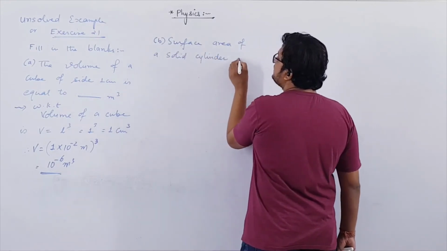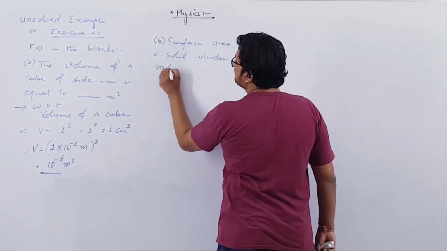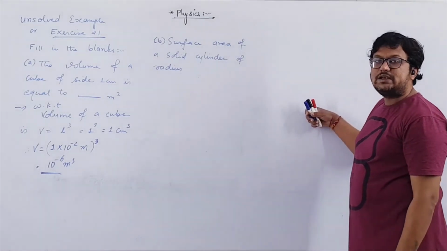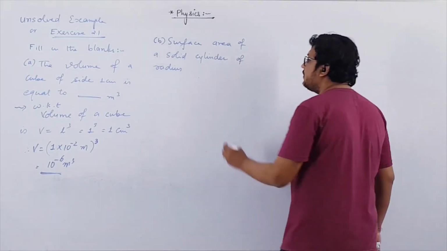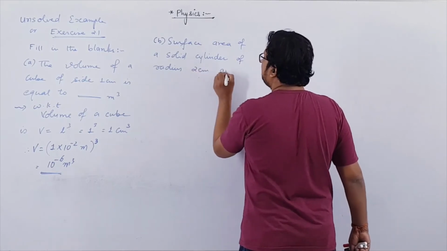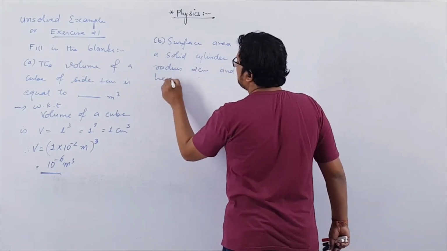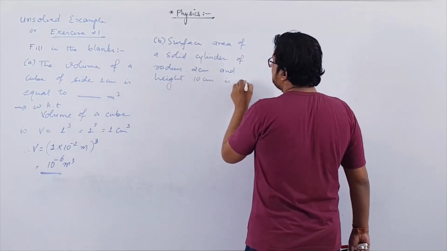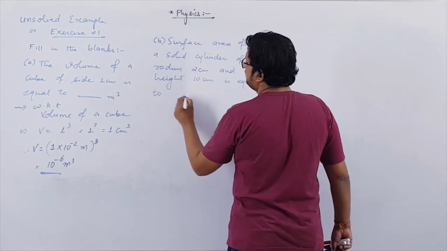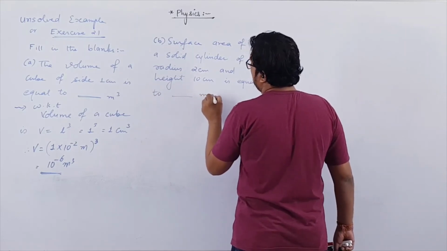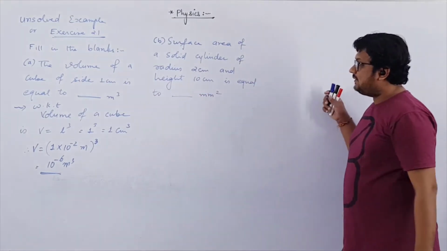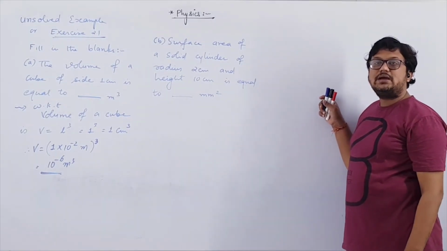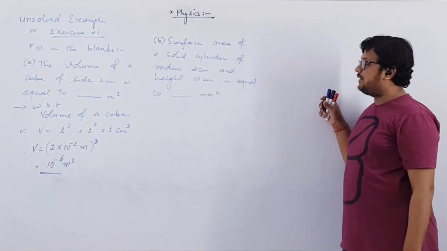Surface area of a solid cylinder of radius 2 cm and height 10 cm is equal to blank mm square. Now here length, that is height and radius, is given in centimeter and we have to find area in millimeter square, right?